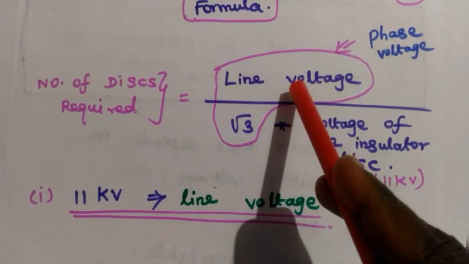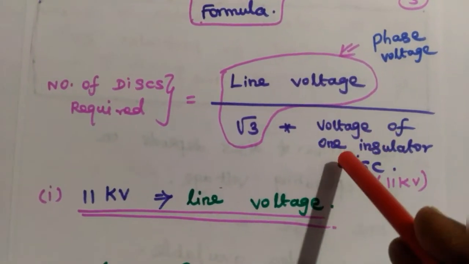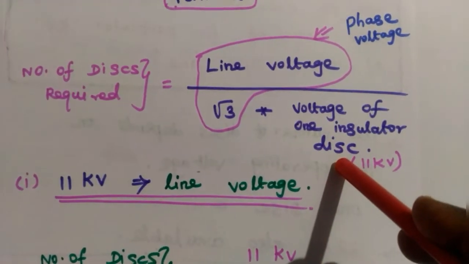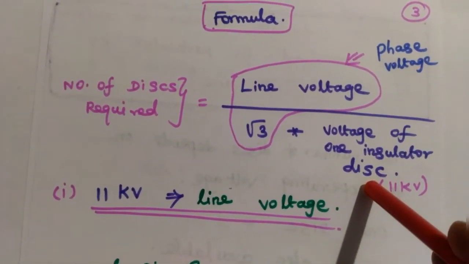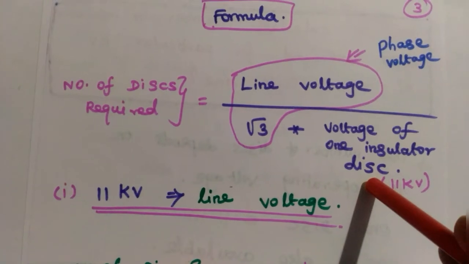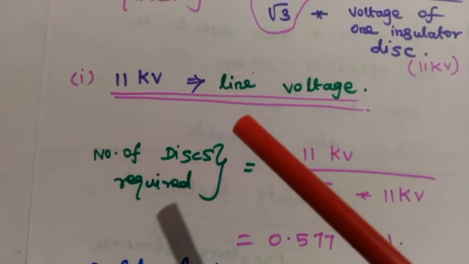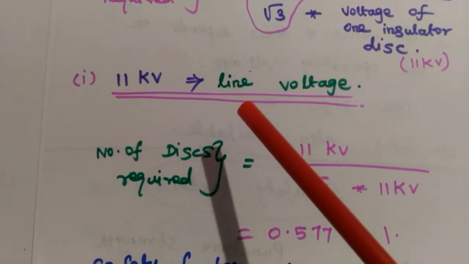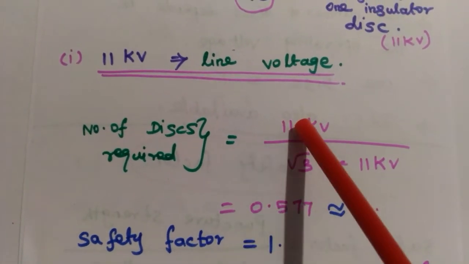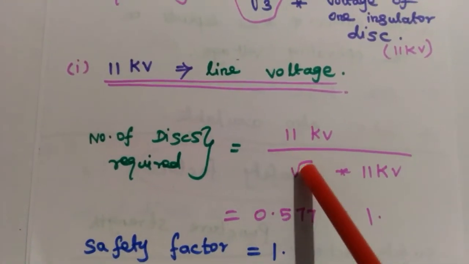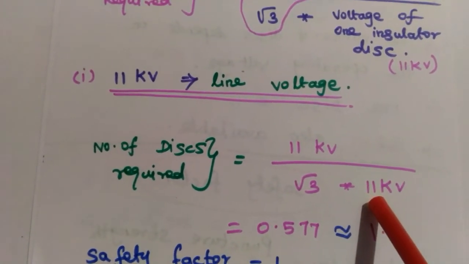The formula will be the line voltage, the given voltage, divided by root 3, into the voltage of one insulator disc. Already I said that the insulator disc normally has a voltage rating of 11 kV, and here we are also using 11 kV. So now we are going to calculate the number of discs required for an 11 kV transmission line. So already we know the formula: the number of discs required is equal to the given line voltage divided by root 3, into the voltage of one insulator disc, which is 11 kV.